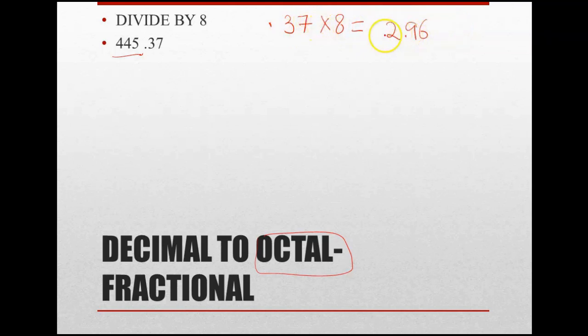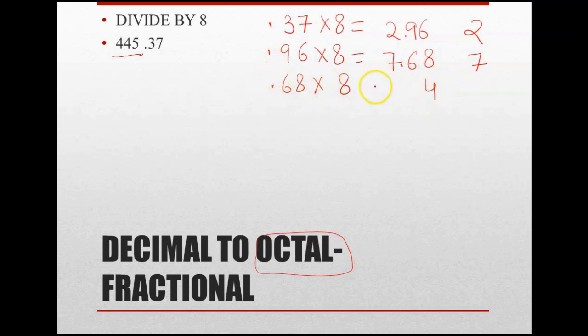After 2 place, this portion you will write here. And then the 0.96, again you multiply by 8. 6 8s are 48, carry 4, 9 8s are 72, 76. Then after the decimal, the 7 will come here. Then 0.68 multiplied by 8 again. 8 8s are 64, then 6 8s are 48, 54. So 54, and then 5 here.